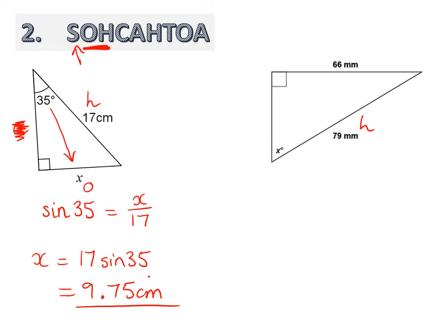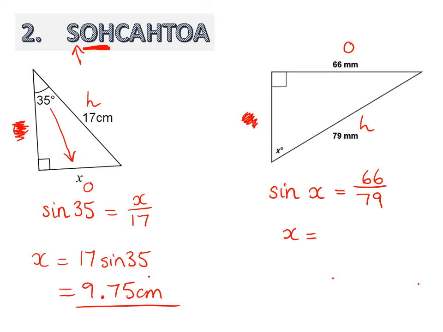So again, H is the longest side, O is opposite the angle we're interested in, and A, again, we're not interested in that one. So we're going to be using sine, keep it nice and simple. Sine x equals O over H, so 66 over 79. And to be able to work out an angle, we've got to use the inverse function.